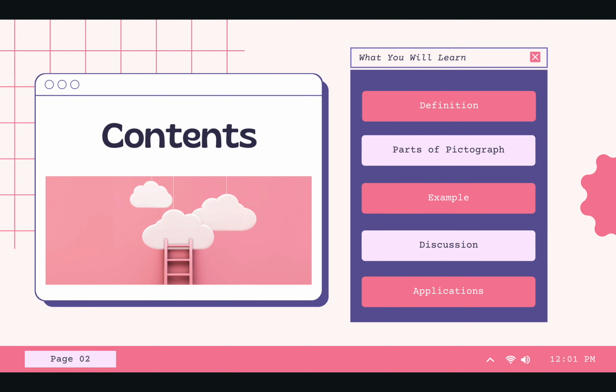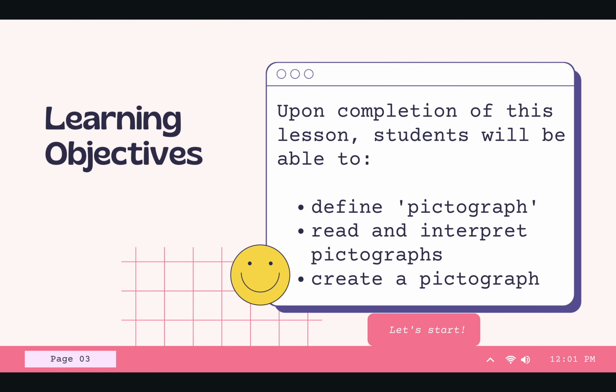The contents of our lesson for today are the definition of pictograph, parts of pictograph, example of pictograph, discussion of pictograph, and applications of pictograph. Our learning objectives for our lesson: upon completion of this lesson, students will be able to define pictograph, read and interpret pictographs, and create a pictograph.